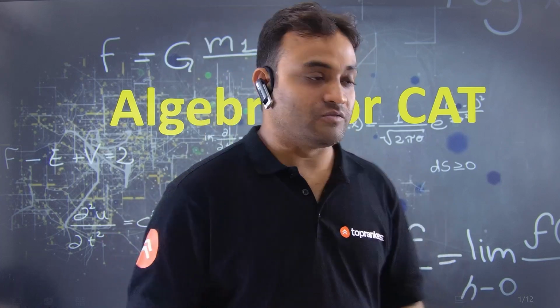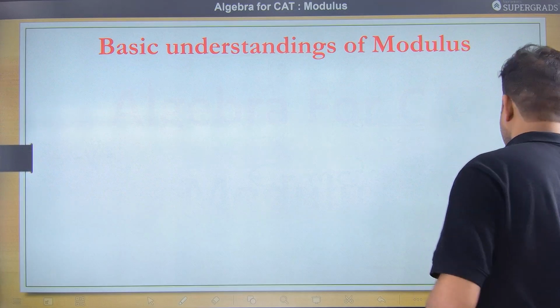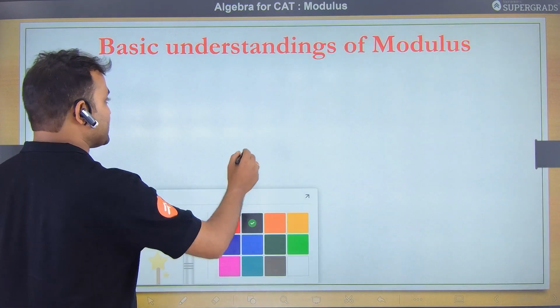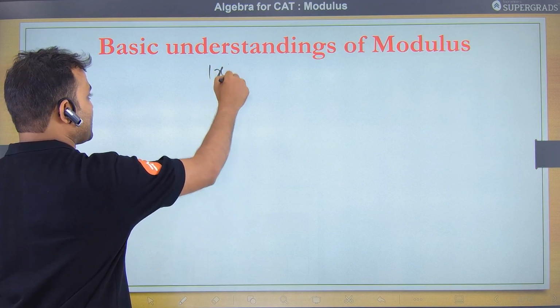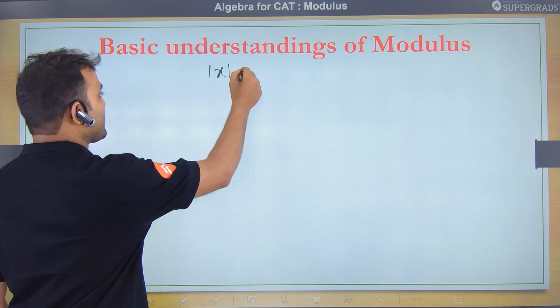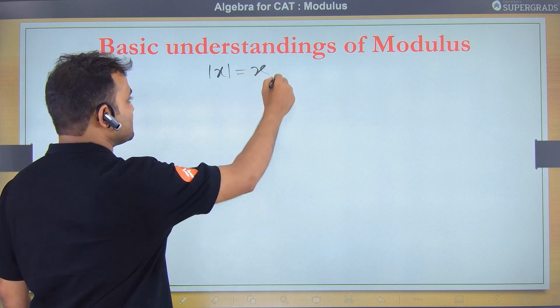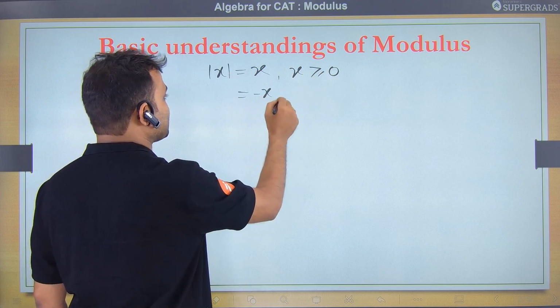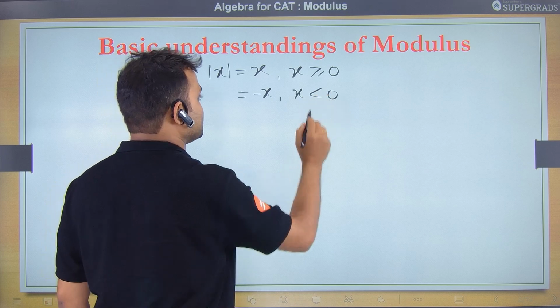Now let's move forward to understanding the modulus. So in case of modulus, what we say, modulus is denoted by mod of x. And mod of x is equal to x when x is greater than equal to 0, and this is equal to minus x when x is less than 0.